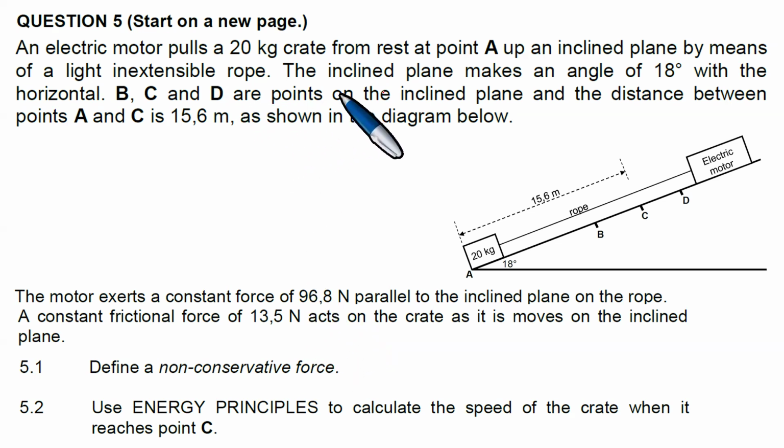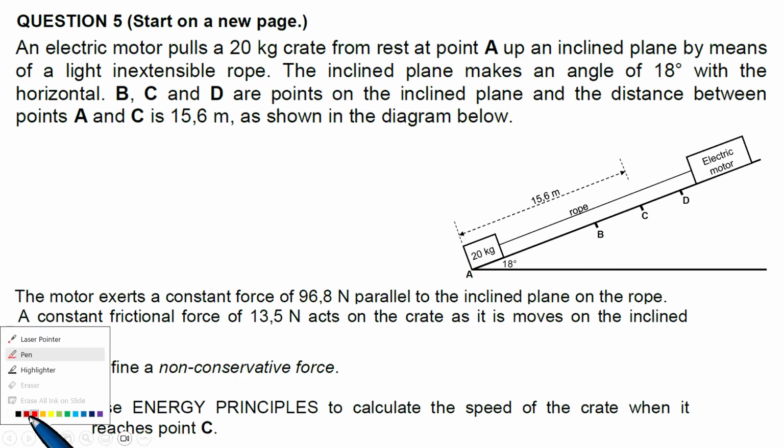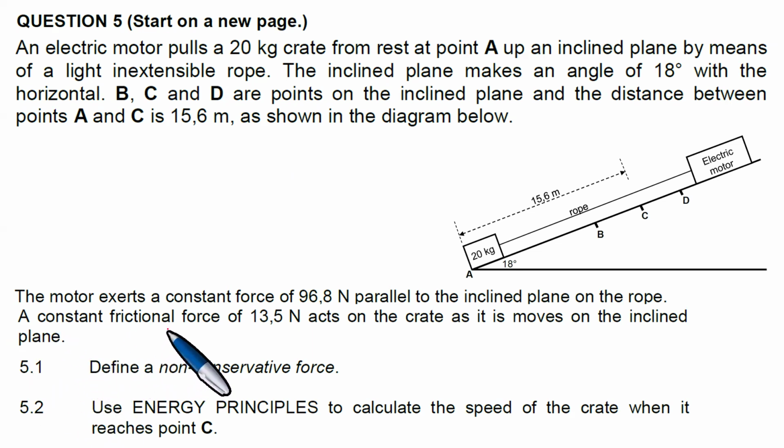Points on the inclined plane, and the distance between points A and C is 15,6 meters, as shown in the diagram below. The motor exerts a constant force of 96,8 newtons parallel to the inclined plane on the rope. A constant frictional force of 13,5 newtons acts on the crate as it moves on the inclined plane.